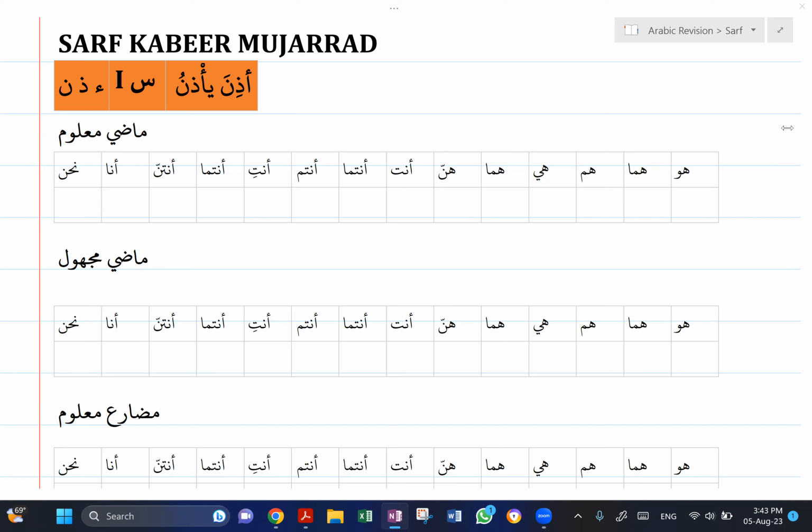We're going to participate. So what we're going to do is, Saima, you're going to do Madi Ma'loom, and then Najish, you're going to do Madi Majhul, so that we don't really interfere with a lot of things. So that's how we're going to go about it, inshallah. So everyone gets a whole line to do. Right, Saima, you're up first.